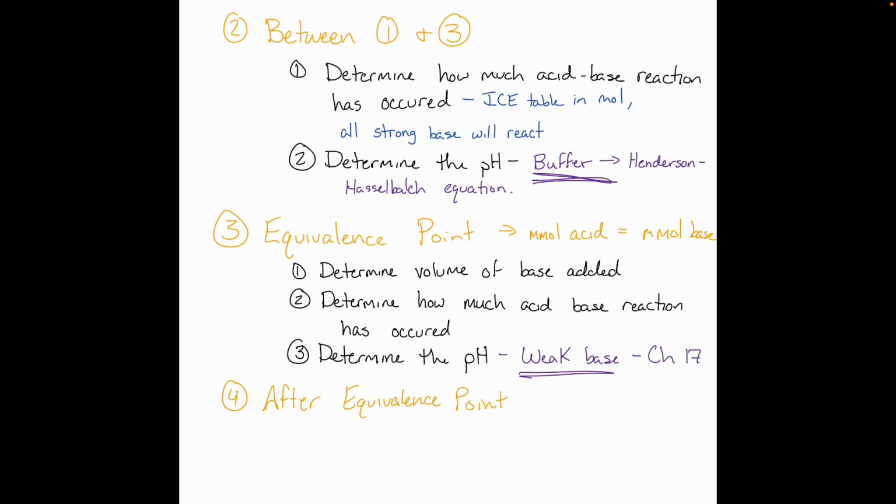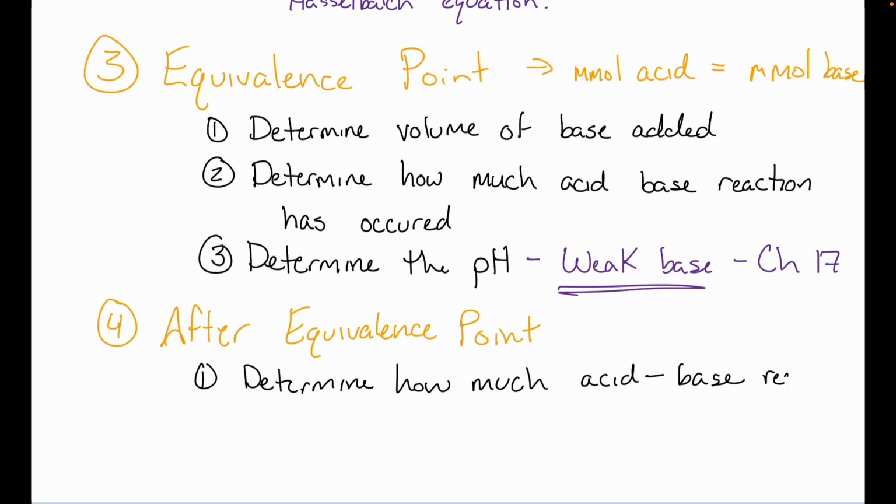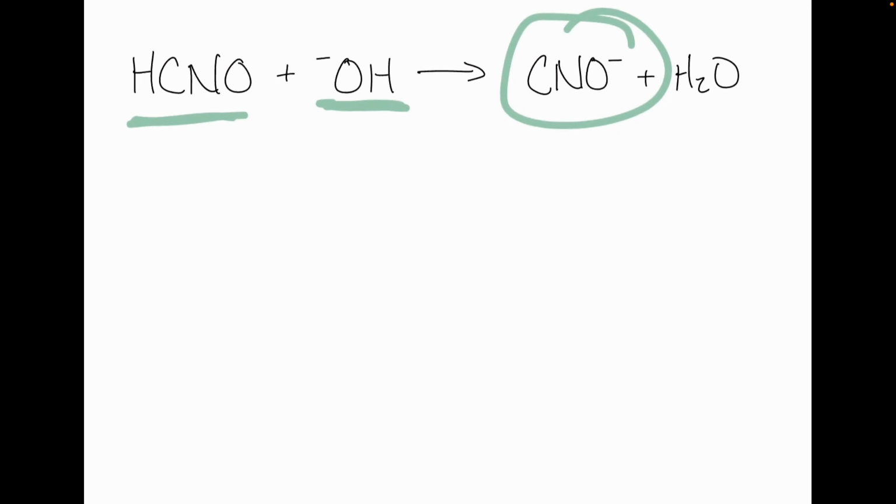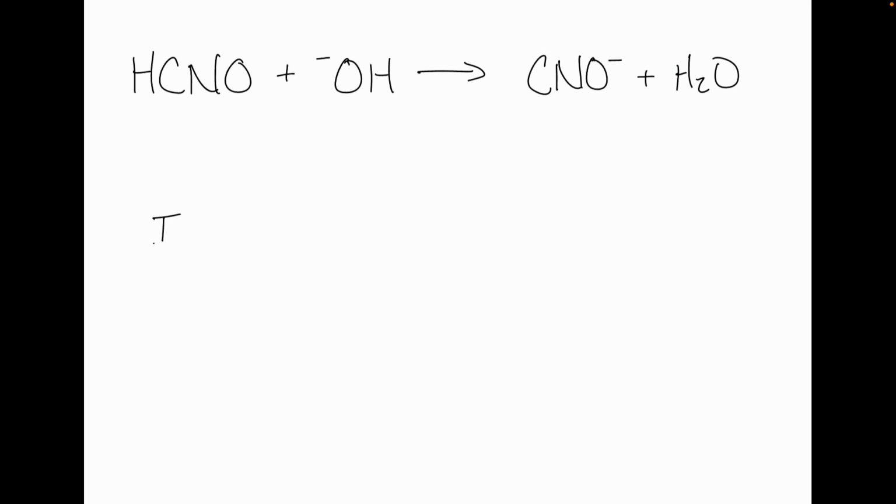I got to account for how much acid-base reaction has occurred, right? So determine how much acid-base reaction has occurred. How have I been doing that? What have I been creating to determine how much acid-base reaction has occurred? Ice table. All right, so let's look at our acid-base equation here. So I'm going to create an ice table.